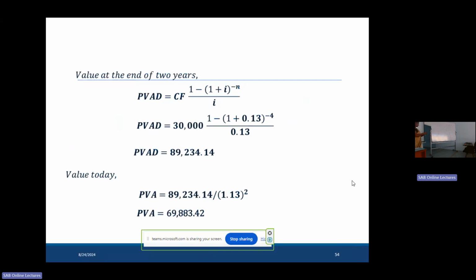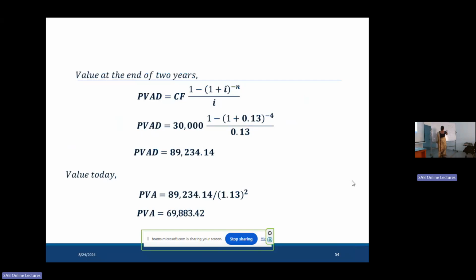So I am getting here 3.361. This is 3.361 into 30,000. Into 30,000 means 100,830. Is it correct? So now you have to discount this value to the present.